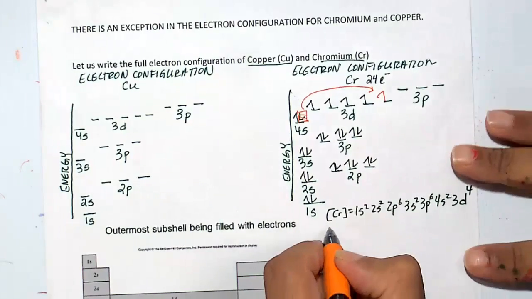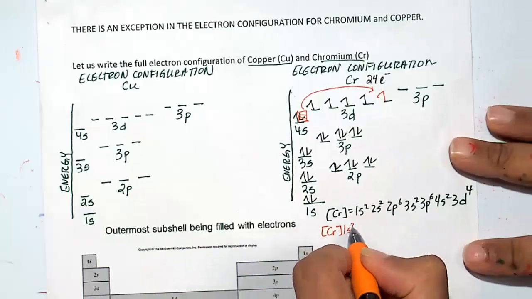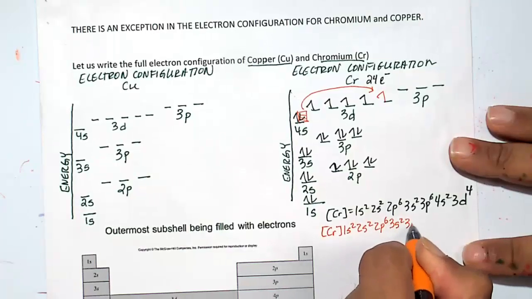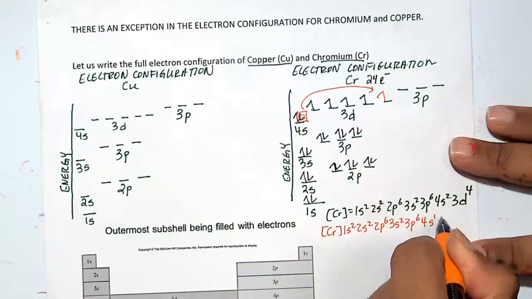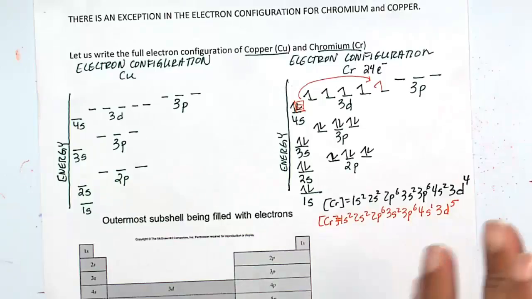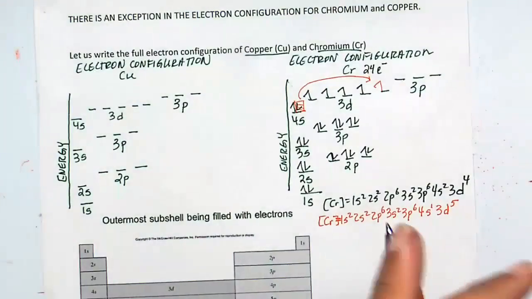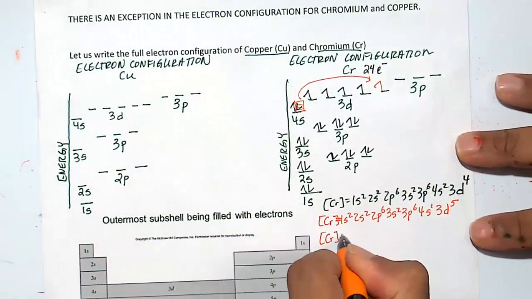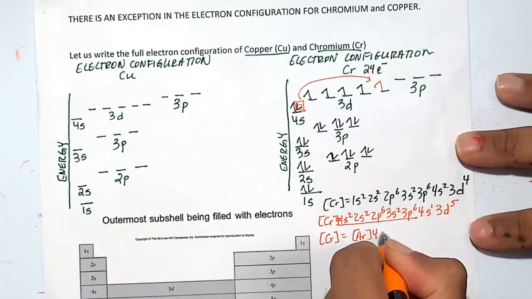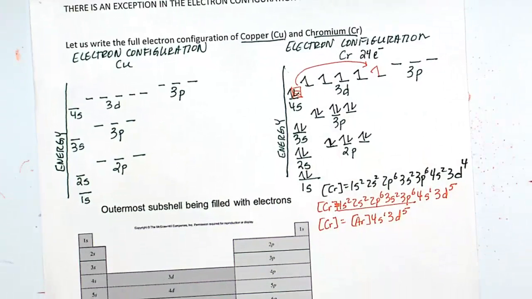Okay, so the proper electron configuration for chromium is 1s2, 2s2, 2p6, 3s2, 3p6, 4s1, 3d5. By the way, the 3s2, 3p6, that's argon. So actually, let me make it a little easier. It's going to be argon, because all of this is argon, is it not? Argon 4s1, 3d5. So that is the electron configuration for chromium.